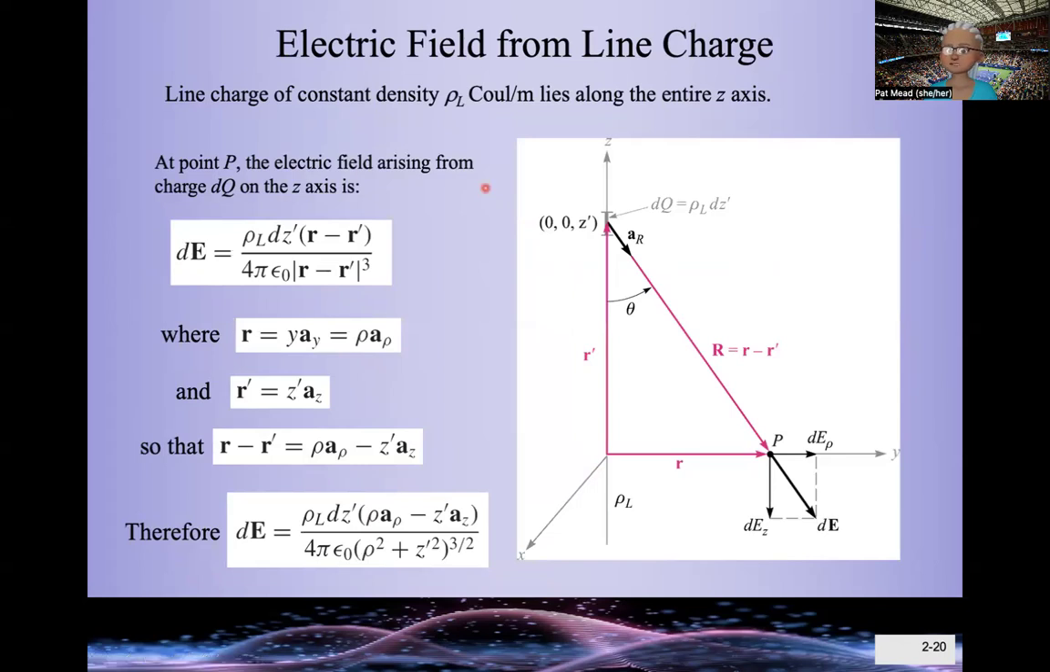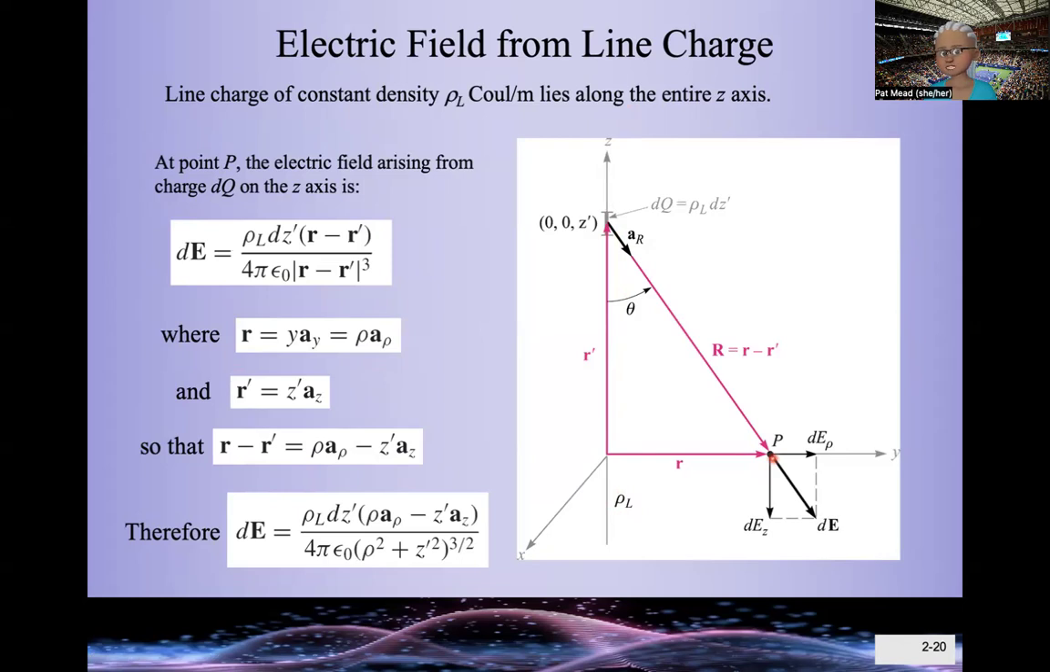So now the example. The example in the slide, however, tonight is a line charge distribution. This line charge distribution, rho L, in coulombs per meter, lies along the entire z-axis. So this is the z-axis, and rho L is along the z-axis. You want to evaluate the electric field at some point P. The P lies on the y-axis in this particular case.